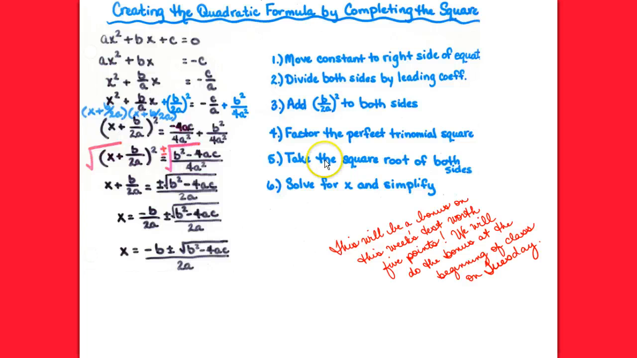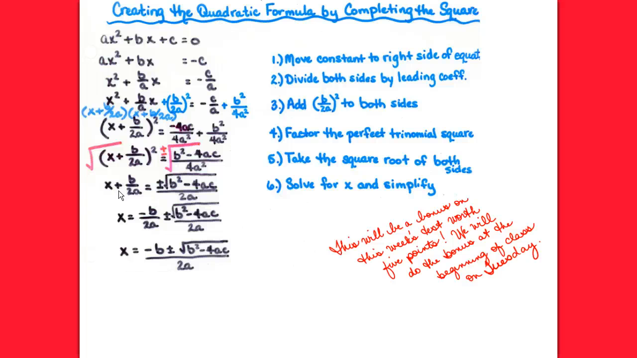Then we want to take the square root of both sides to solve that. Okay, so we'll go through and we'll insert a square root on each side. So the square root of the square will drop out over here and just give me x plus b over 2a. And then we're going to solve for x and simplify.